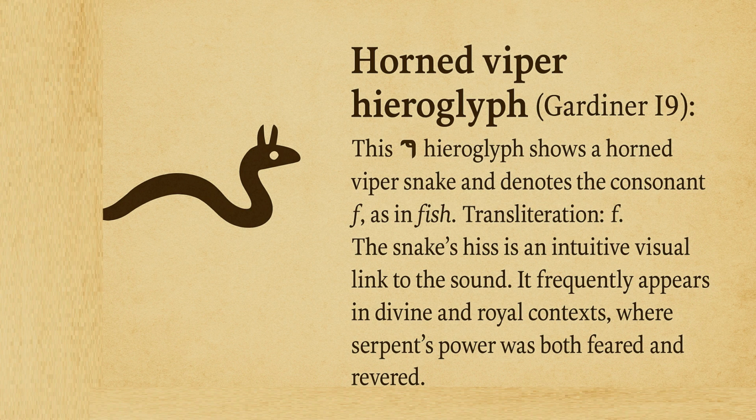11. Horned viper hieroglyph, Gardiner I9. This hieroglyph shows a horned viper snake and denotes the consonant F, as in fish. Transliteration, F. The snake's hiss is an intuitive visual link to the sound. It frequently appears in divine and royal contexts, where the serpent's power was both feared and revered.